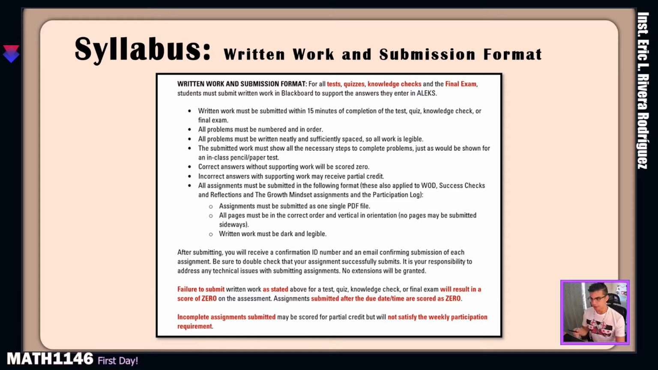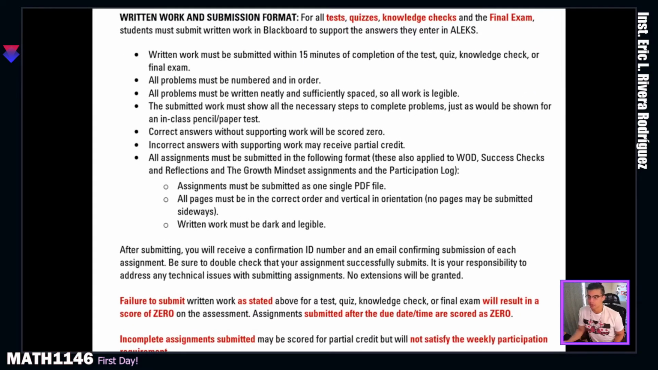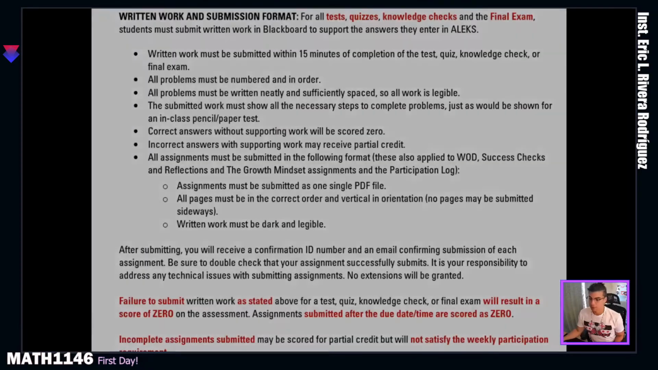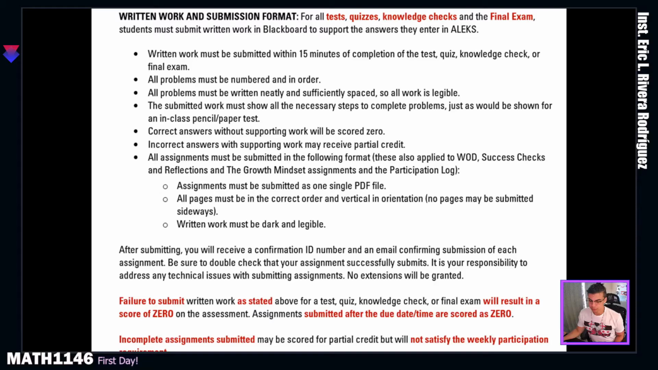Another thing that is important is that since we are working online, we are going to follow a specific format for submission, and there are certain specifications that you need to meet in order to submit properly your work. The first thing that I want to go over is that for all tests, quizzes, knowledge check, and final exam.